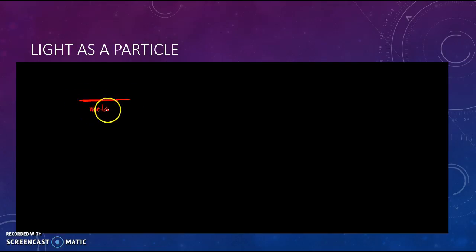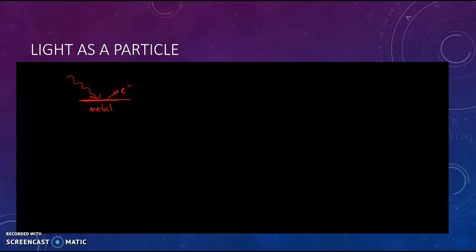Okay, so you'll have a piece of metal and light will come in, hit the piece of metal, and every now and then you'll have an electron get ejected. Okay, you can detect that electron. So very basic, this is what the photoelectric effect is.